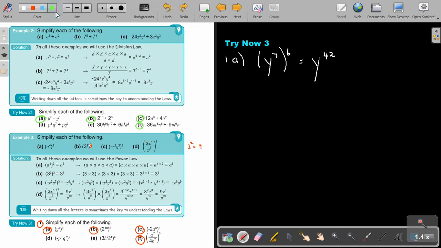Then number B, it's 2 to the power of 10 and 3. Then keep the 2, 10 times 3 is 30.